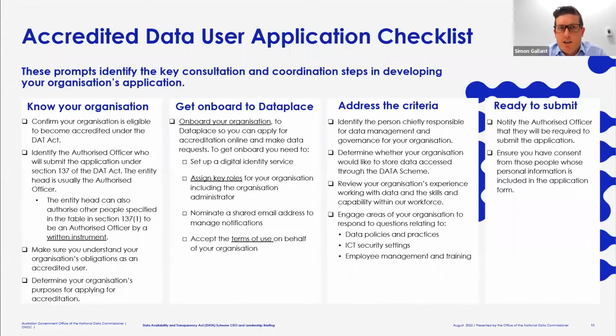There's a bit of a checklist here for becoming an accredited data user. All of this information is available on our website, and Felicity's promised to share this slide deck with all of you afterwards. But essentially, there are a number of steps you need to go through to become accredited, and not all of those are just checkboxes on a web form. You do actually need to have a pretty good understanding of how your organisation functions from a data governance perspective to ensure that you can demonstrate that you can meet these criteria.